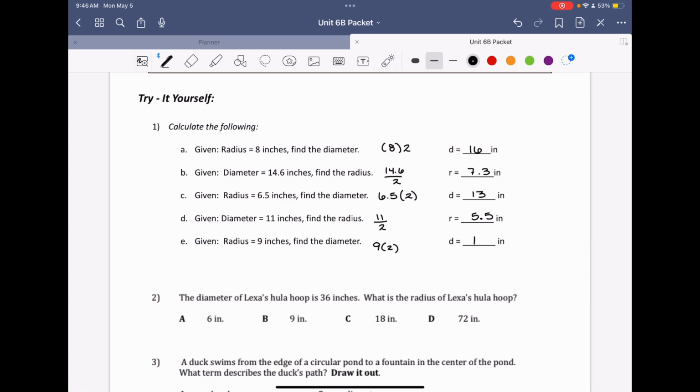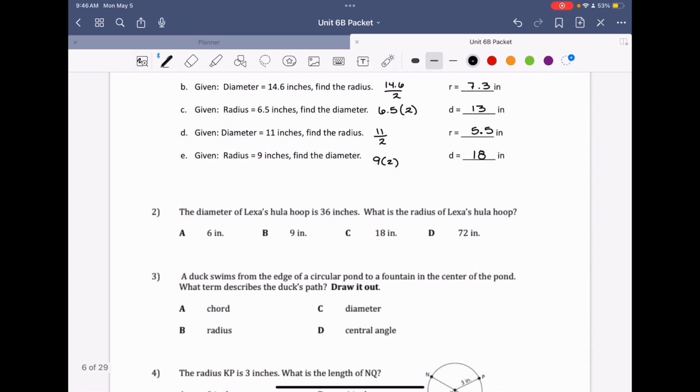We've got the last one, radius is 9, so 9 times 2. My diameter is 18. Number 2, the diameter of Lexa's hula hoop is 36 inches. What is the radius of Lexa's hula hoop? So go ahead and solve that one. You should do 36 and divide it by 2. So your answer should be 18 inches.